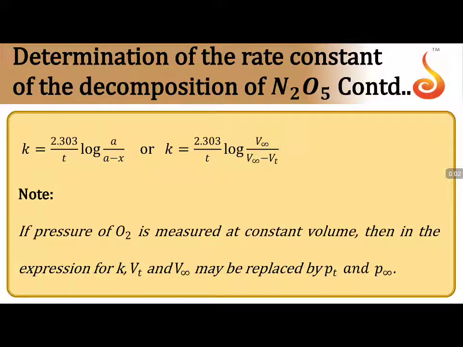Decomposition of N2O5: the experimental way of determining the rate constant for the decomposition of N2O5. The formula is K equals 2.303 by t log of V infinity by V infinity minus Vt. How did we get this particular data? So, how do we experimentally determine this value? Let us go with an experimental way.